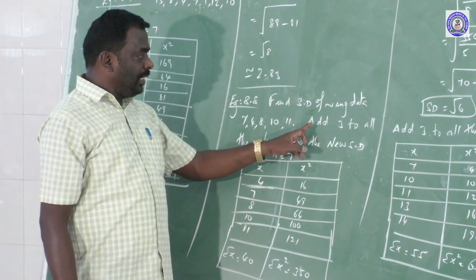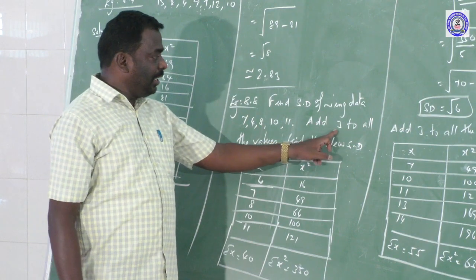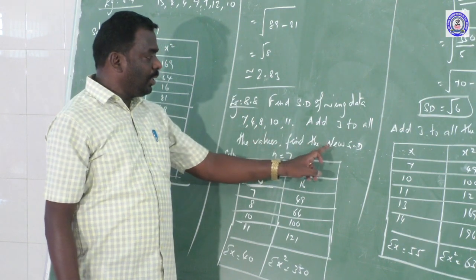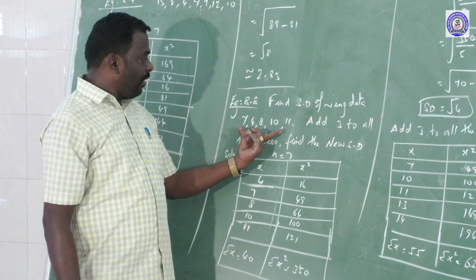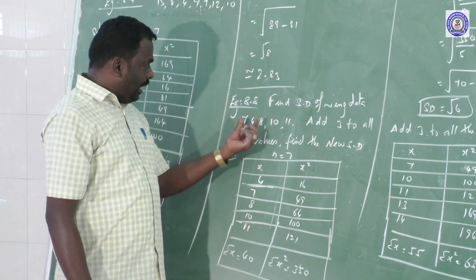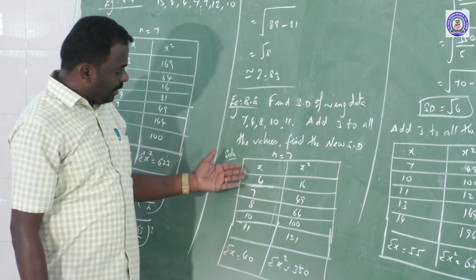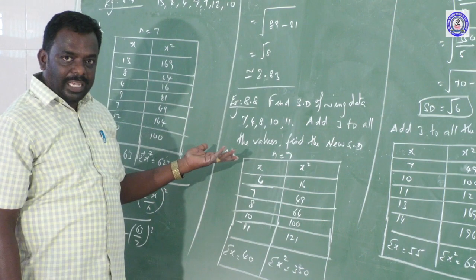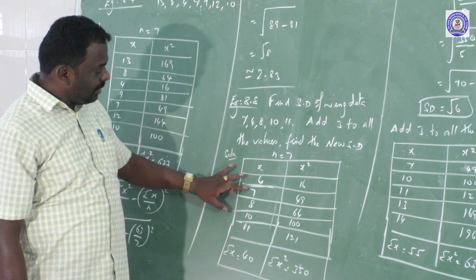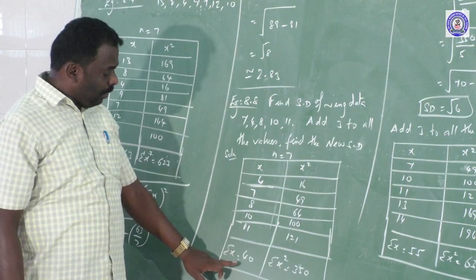And in addition to that, add 3 to each one of the values and find the new standard deviation. So first of all, we want to find the standard deviation for the given ungrouped data. Write the x column as given, and writing in ascending order, 4, 7, 8, 10, 11.